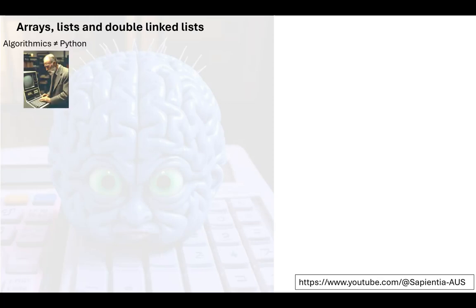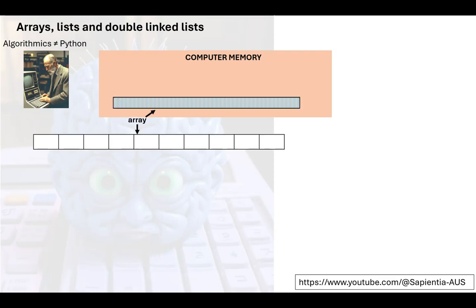Firstly, remember that algorithmics as a part of computer science deals with abstract conceptions of things like lists, and as such, it's very different to how Python actually implements them. I'll cover some of the differences as we go, but remember, we always go with the algorithmics definition, not the Python definition. We start with arrays.